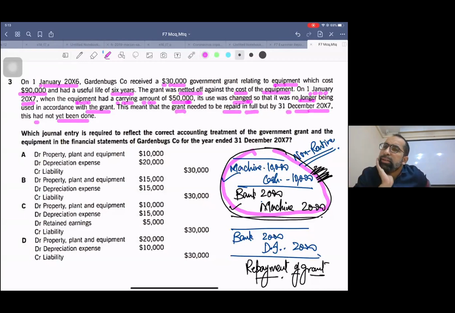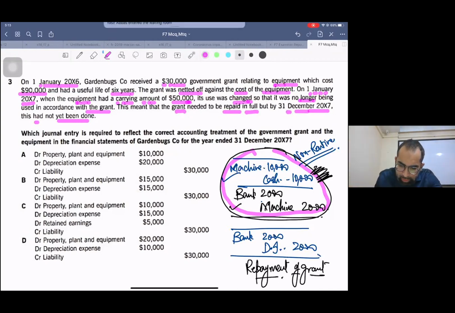So first of all, we breached the condition at the beginning of the second year. So we have to adjust the figures just after the end of the first year, or from the beginning of the second year. We have to adjust the figures as if we haven't received any grant. That means for the second year we will be booking normal routine depreciation.